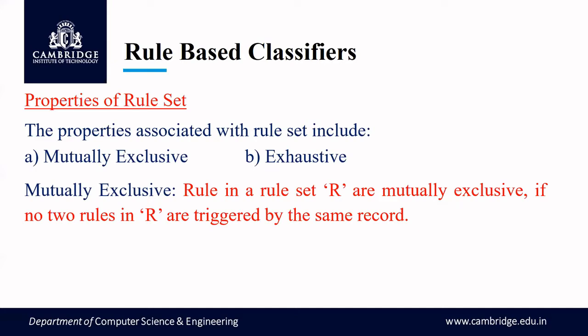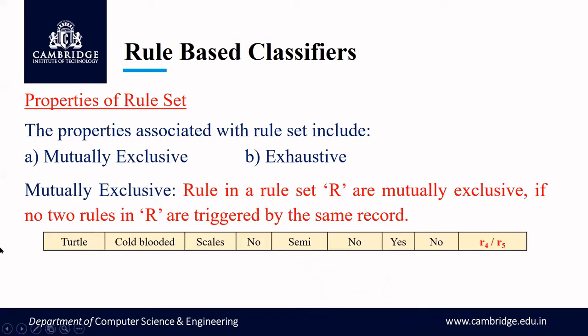Rules present in the rule set should be mutually exclusive, which means a particular record should not trigger two different rules. As in the example we took in the last class, when we were trying to classify the vertebrate turtle, we had two rules getting triggered. That is, rule 4 as well as rule 5 were getting triggered, correct? When a condition like this appears, it means that the rules in the rule set are not mutually exclusive.